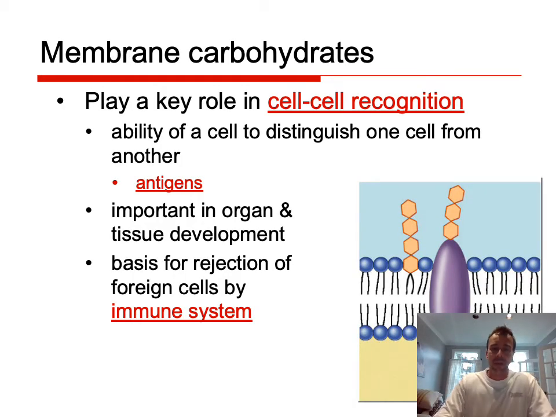We also don't want to forget about membrane carbohydrates. These play a key role in cell recognition. Cells can distinguish themselves from each other using the various antigens on the cell surface, which are often carbohydrates that are bound to the membrane. These are also important for organ and tissue development. It's the basis for rejection of foreign cells by the immune system. The ability to donate blood to different people is because of these membrane carbohydrates, as we've talked about in the past.